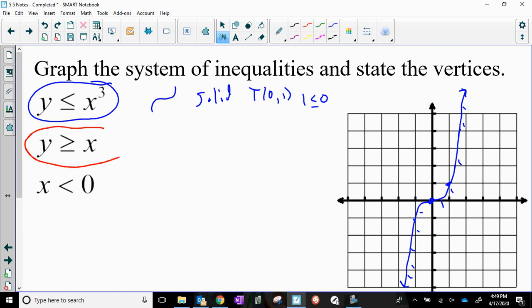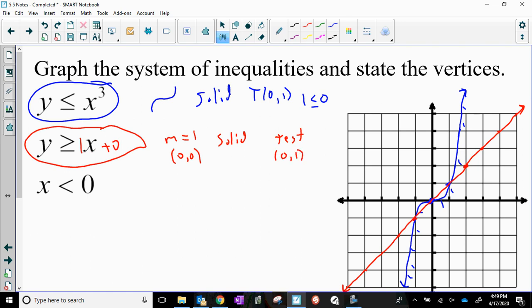My next one, a lot of people for some reason struggle with this. This is 1x plus 0, y equals mx plus b. When we have numbers there, it actually sometimes is easy. Okay, so our slope is 1, our y-intercept is 0, 0. This is solid. So use your slope, graph it accurately. If we do a test point, how about we test something right above our y-intercept? We get 1 is bigger than 0, that is true.